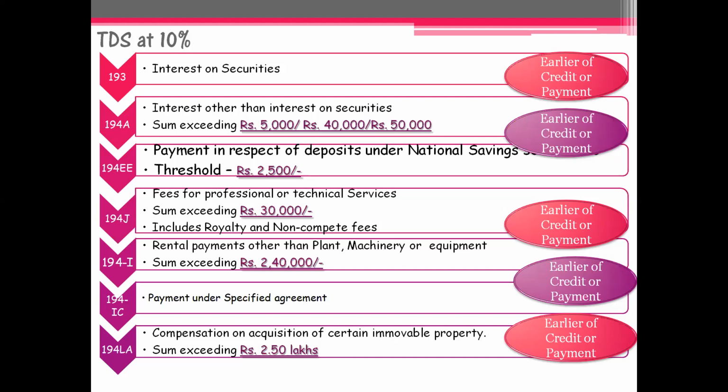Interest on partners' capital. If it's a firm and interest on capital is being paid to the partners, even in that case, 194A should not be applied. Next is 194A, where there are 3 slabs: 5,000, which is in general, 40,000 for term deposits, and 50,000 in case of senior citizens.